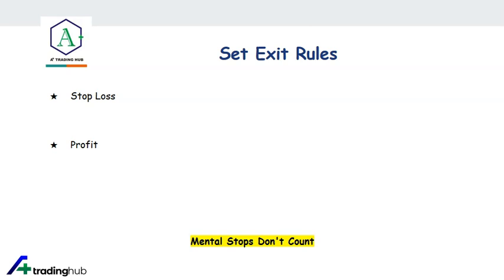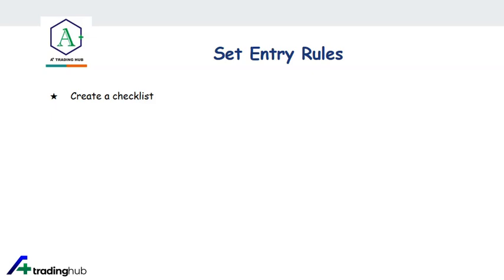Alright, so we look at entry rules. Alright, so set entry rules. Now you need to create a checklist. Some traders use a combination of RSI, MACD, candlestick formation, moving averages, and so on. Me personally, I use MACD to find my divergence, and RSI and candlesticks.